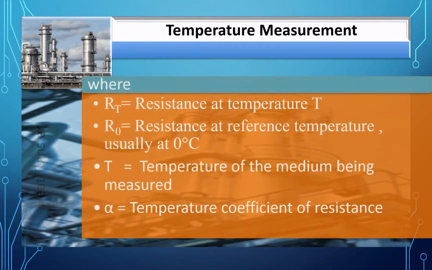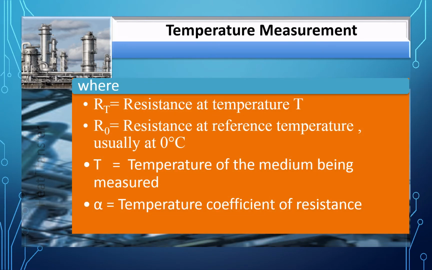Where R_T is the resistance at temperature T. R_0 is the resistance at the reference temperature, usually at 0 degrees centigrade. T is the temperature of the medium being measured. Alpha is the temperature coefficient of resistance.